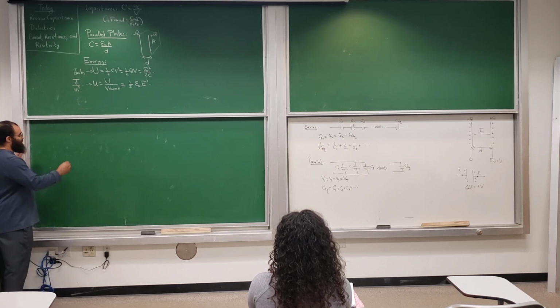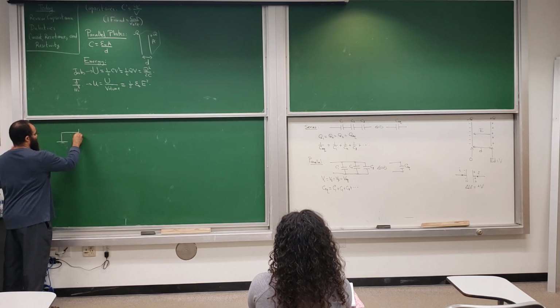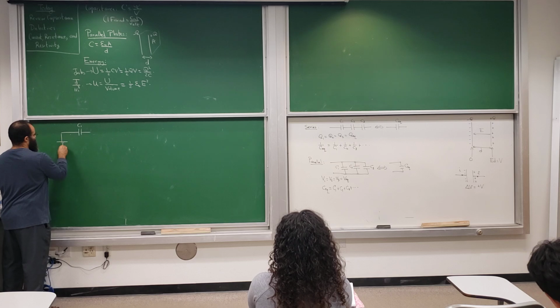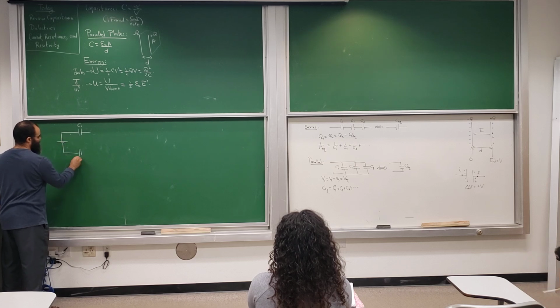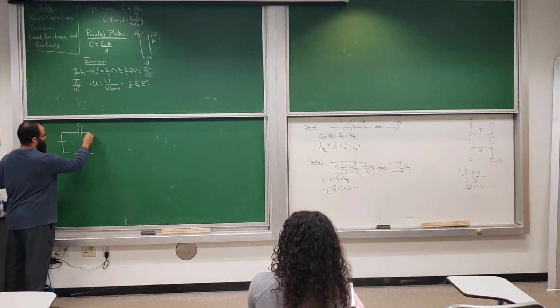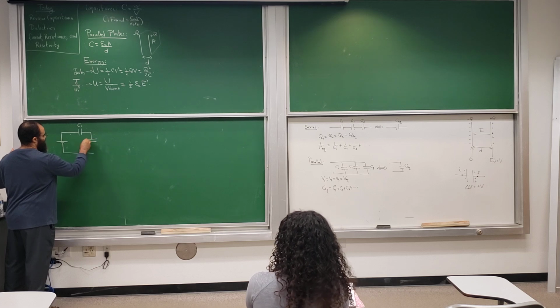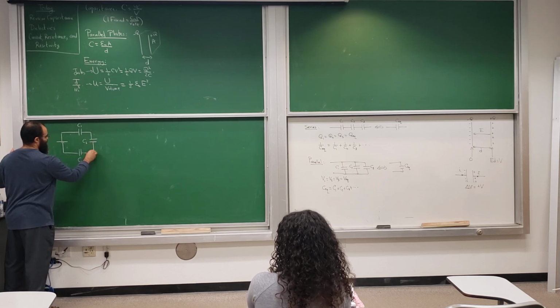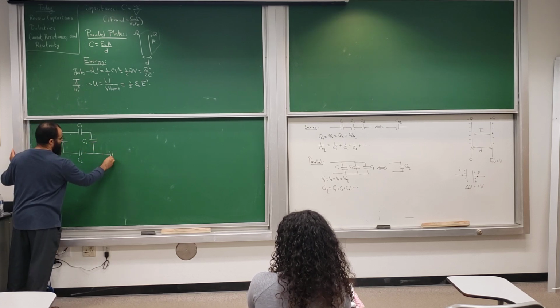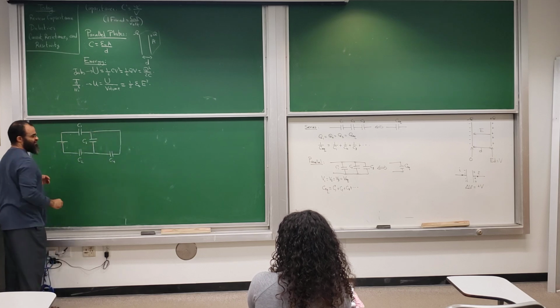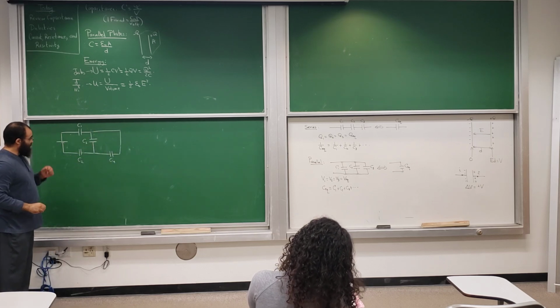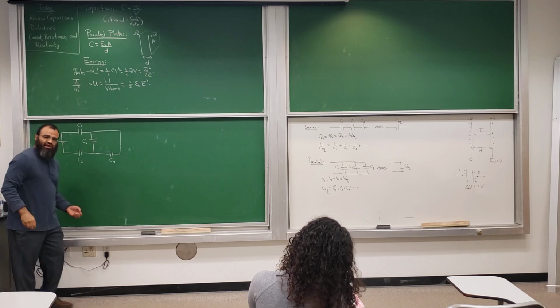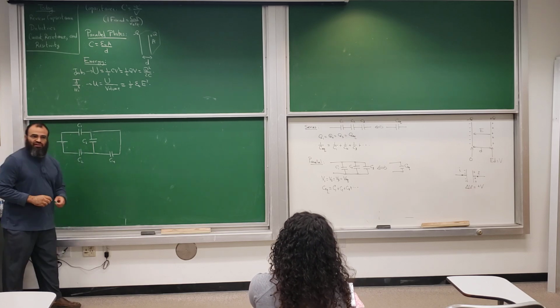So here is a battery. Here is a capacitor, let's call it C1. And here is another one, C2. And here is C3. And here is C4. And let's say we just have that. So let's just get some terminology.